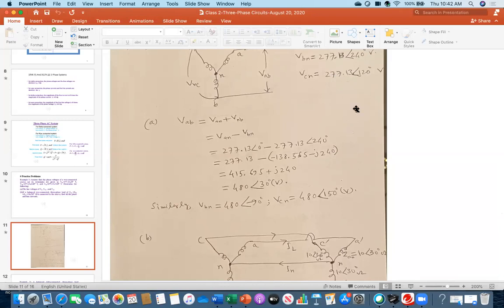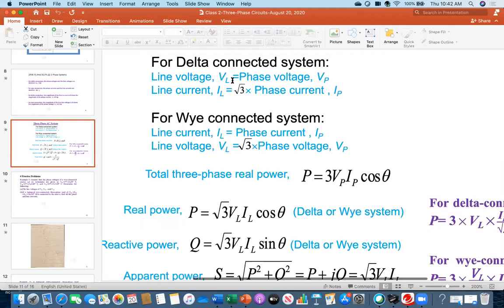Anyway, 277.13 multiplied by root 3, and that will give you about 480. Are you getting that one? Yeah, we get that. Yes. So this is the thing that we learned, that for a Y connection system, line voltage VL is root 3 times the phase voltage. So this calculation proves that fact: these are the phase quantities, but the line quantity is root 3 times. And here, by calculation, you prove that.